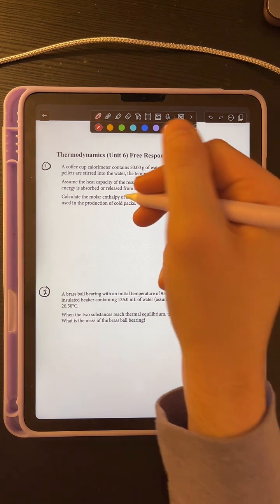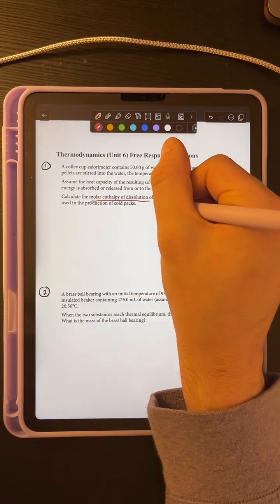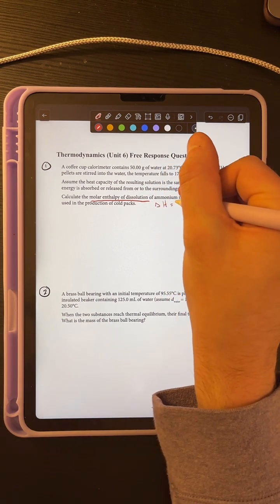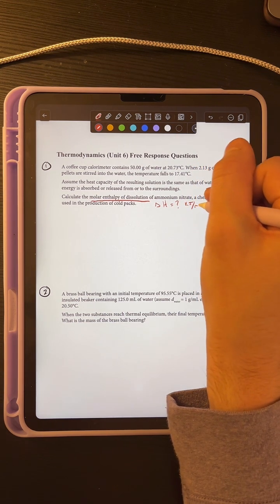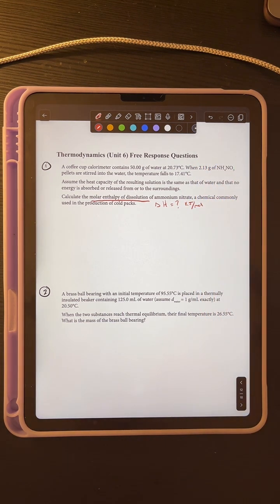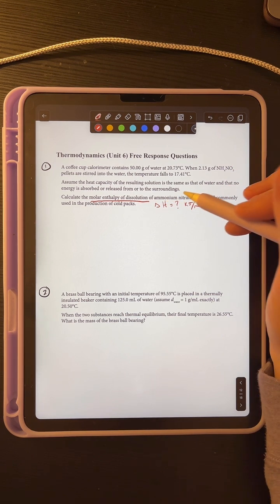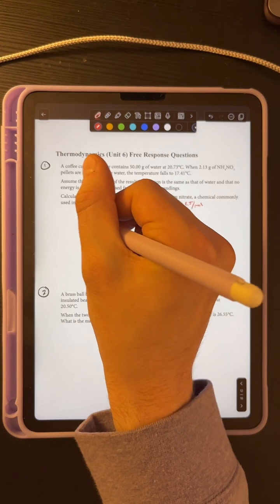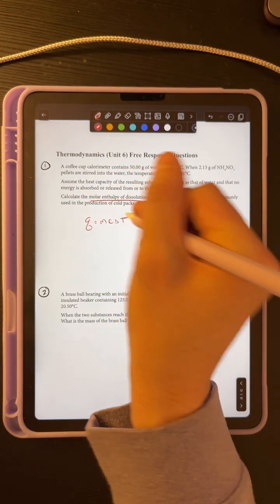So what are we looking for? Well, we're looking for the molar enthalpy of dissolution. That is going to be our delta H. And we want to figure out our delta H. Now, this has units of kilojoules per mole. So that's ultimately what we're going to be looking for. But in order to do that, we need to first solve for our heat, which is Q equals mC delta T.